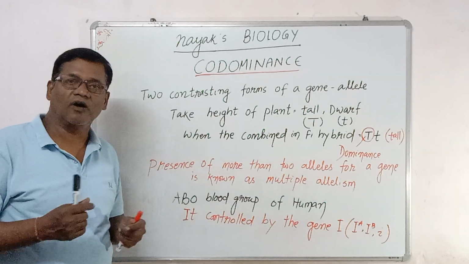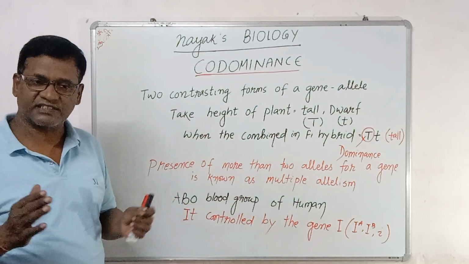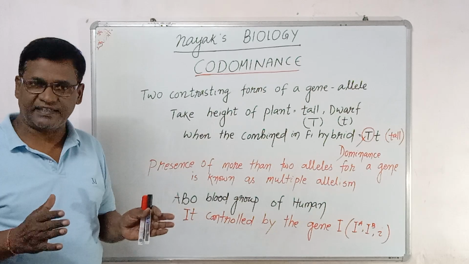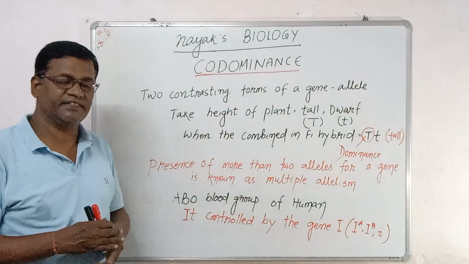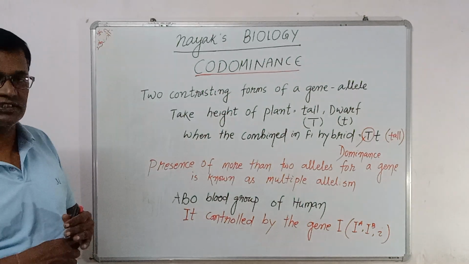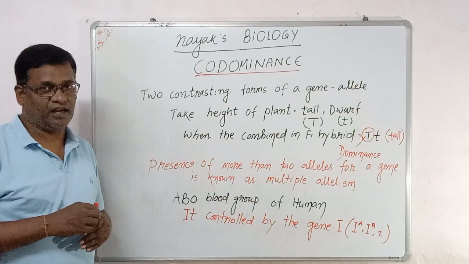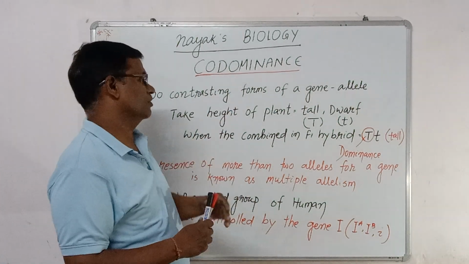Class 12 topic: codominance. What is the meaning of codominance? Co means combined, together. Dominance means when a character is expressed by two different alleles, then it is called codominance. Let's start the lesson. This concept is very important for the 12th class board exam, which is why I will try to give a very clear concept on codominance.